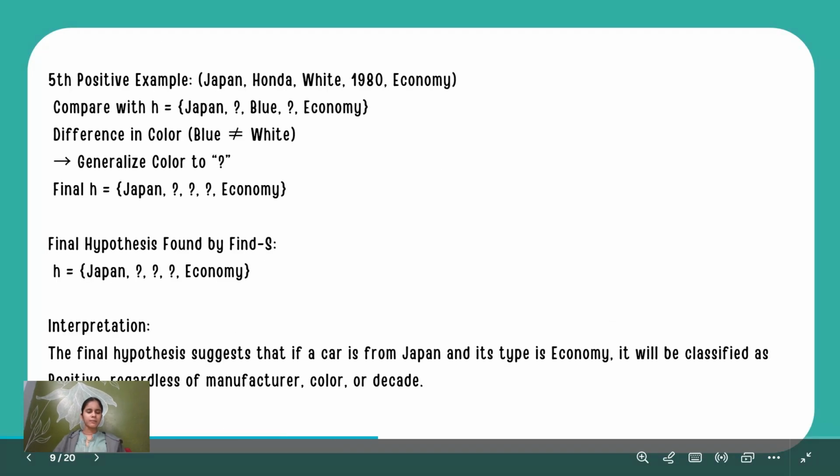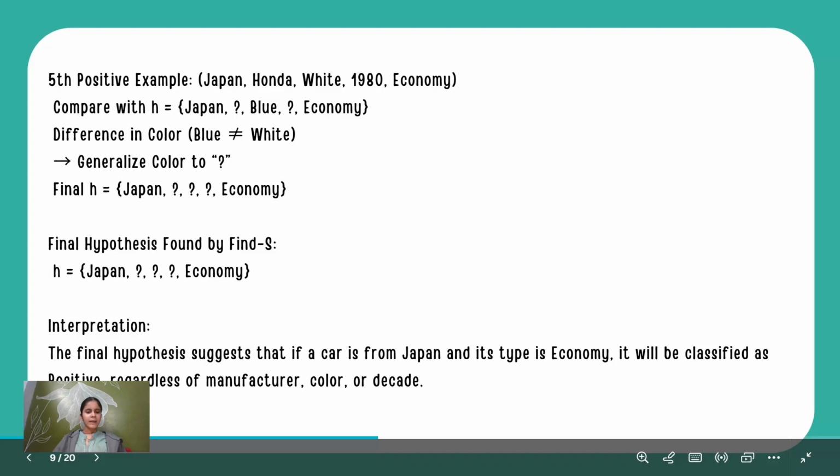Now, the fifth positive example is Japan, Honda, white, 1980, and economy. Compare with the hypothesis H: Japan, question mark, blue, question mark, economy. We can see the difference in color, that is blue and the other is white. So, generalizing the color to question mark. The final hypothesis will be Japan, question mark, question mark, question mark, economy.